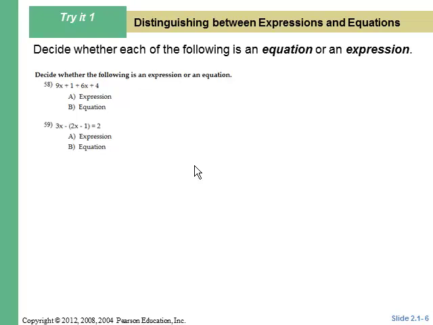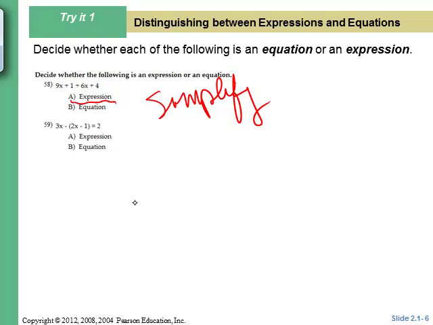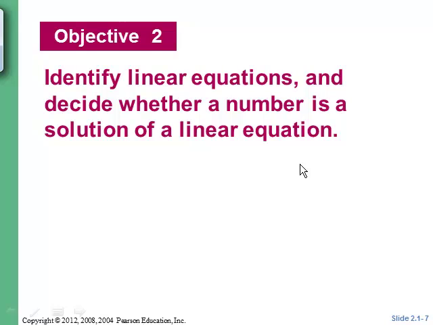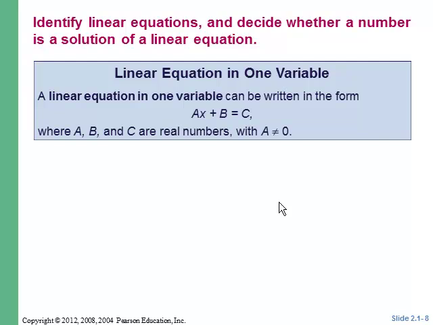Okay, so you decide whether these are expressions or equations. The first one here is an expression, and so we would simplify it. How do you know? Well, it doesn't have an equal sign. The second one does have an equal sign, so it is an equation, and we can solve equations. Okay, so once we've got an equation, what are we going to do? Well, the first thing we're going to do is to test whether an answer solves that linear equation.